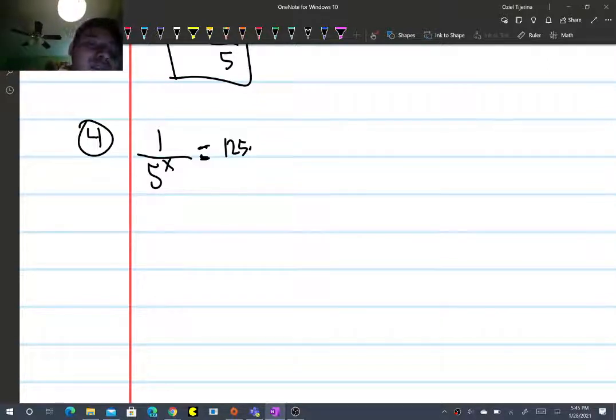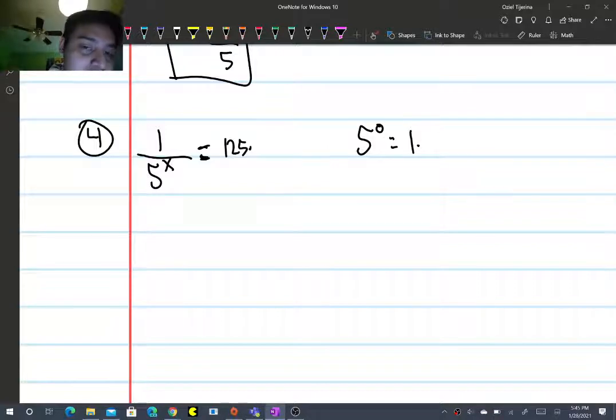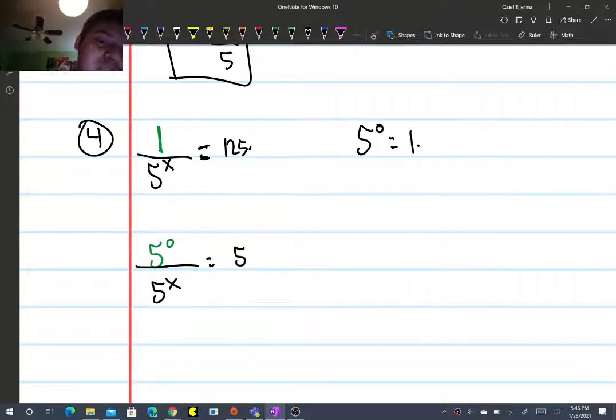So remember how I taught you guys that anything to the 0 power is 1, right? 5 to the 0 is 1. We can turn this 1 into 5 to the 0. Okay? And we can turn this 125 here into 5 cubed, okay? We're going to turn it to 5 cubed.